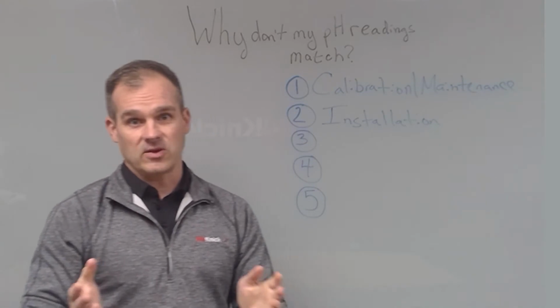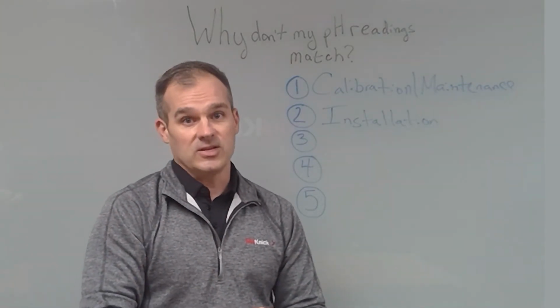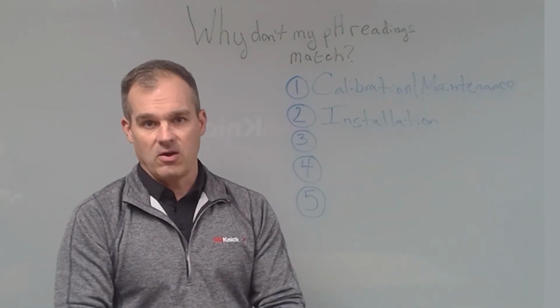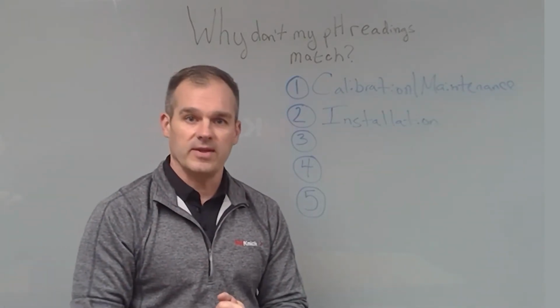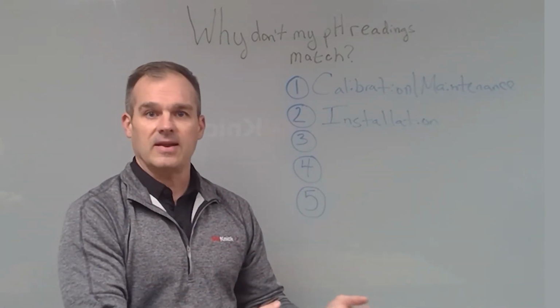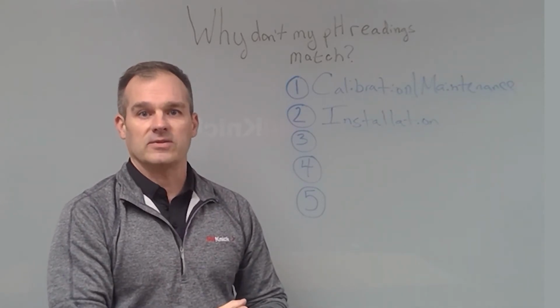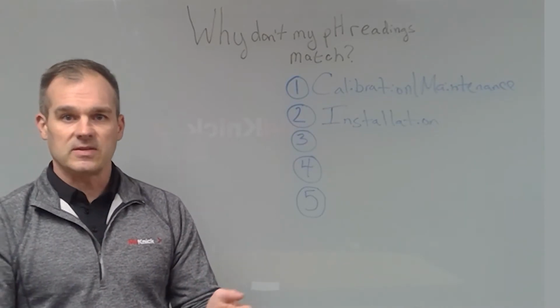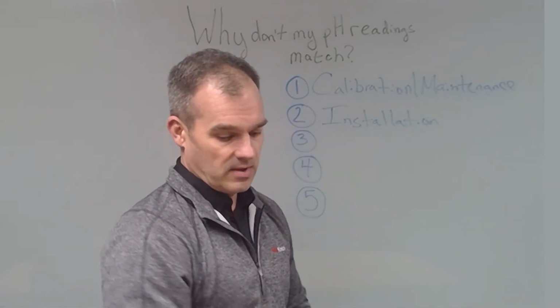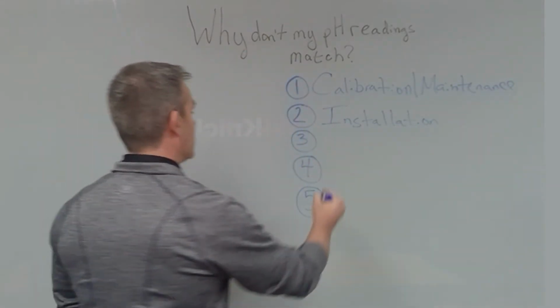The other thing is also related to digital versus analog. If you've got an analog installation, it's possible that electrical noise or grounding issues could be causing that inline inaccuracy versus what you're seeing from the lab. So think about installation, number 2. Number 3 is temperature.